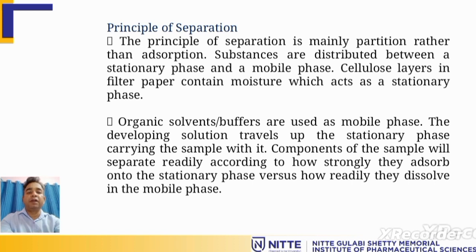So, what is the principle of paper chromatography? The principle of separation is mainly partition rather than adsorption. Substances are distributed between stationary phase and mobile phase. The cellulose layer in the filter paper contains moisture which acts as a stationary phase. Organic solvents or buffers are used as mobile phase. The developing solution travels on the stationary phase, carrying the sample with it. Components of the sample will be separated readily according to how strongly they adsorb onto the stationary phase versus how readily they dissolve into the mobile phase.